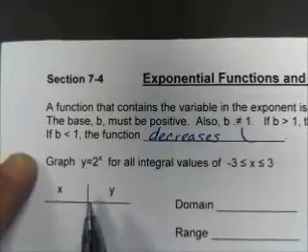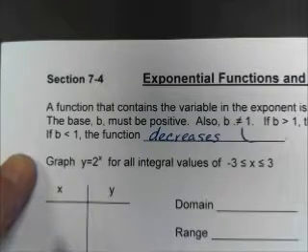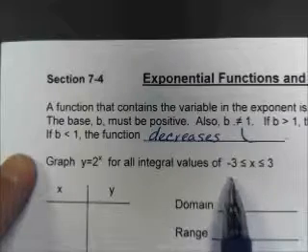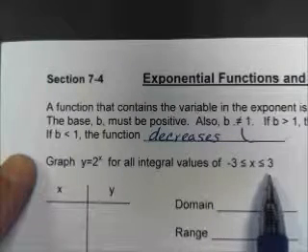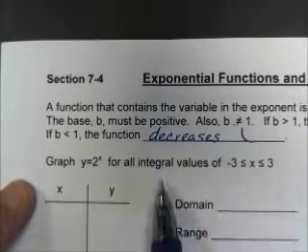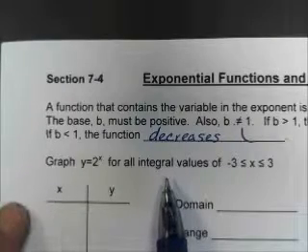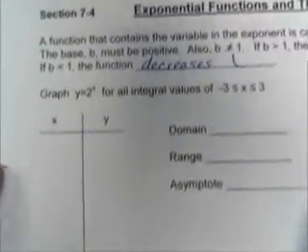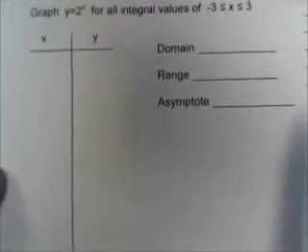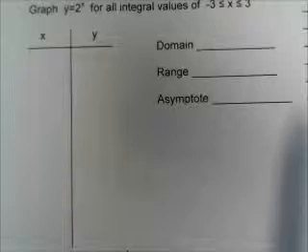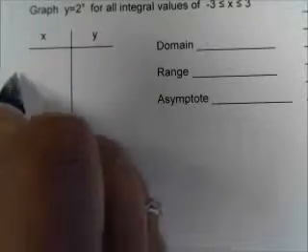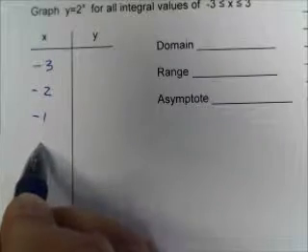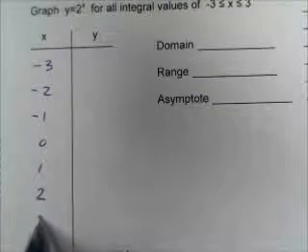We want to graph the equation y equals 2 to the x for all integral values of x greater than or equal to -3 and less than or equal to +3. Integral meaning integers. So we want integers from -3 to +3 for our x values. So let's go to our table here and write down our integers: -3, -2, -1, 0, 1, 2, 3.